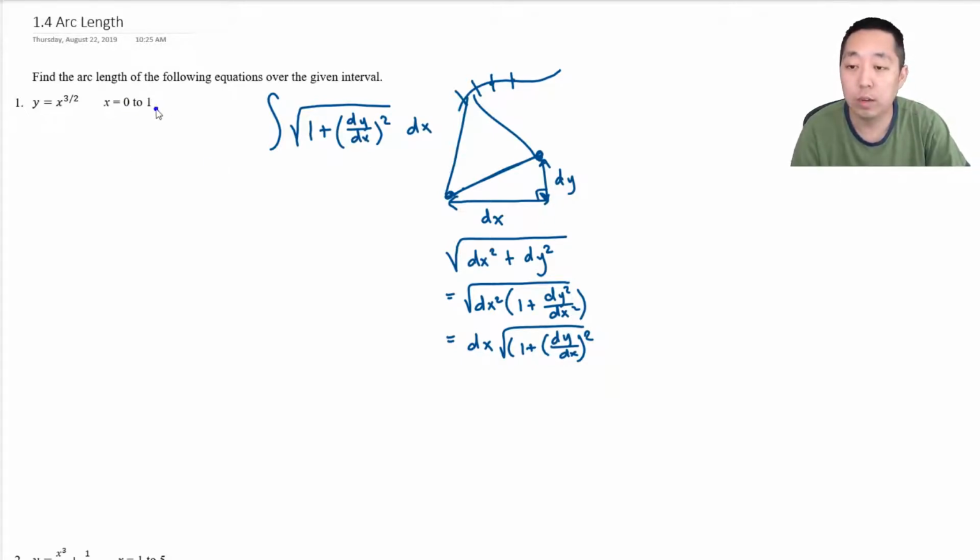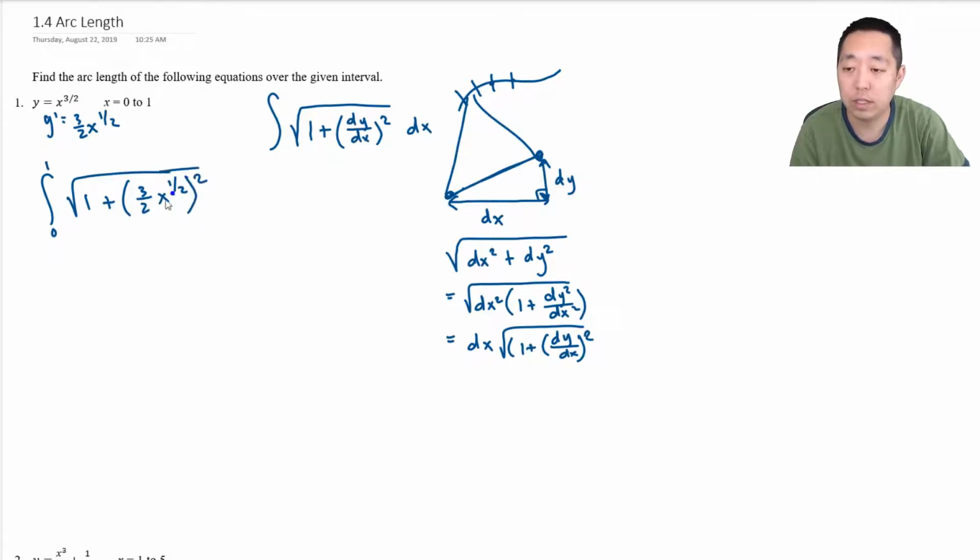So we're going to go from 0 to 1. The square root of 1 plus dy/dx, we have to square this. So dy/dx, or y prime, the derivative, is 3 halves x to the 1 half. So it'd be 3 halves x to the 1 half squared. That's the integral from 0 to 1 of the square root of 1 plus 9/4 x dx.